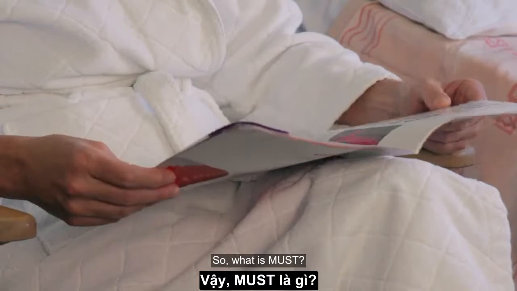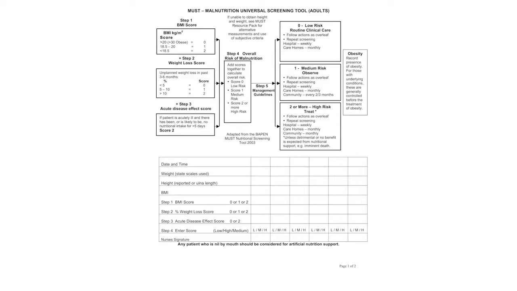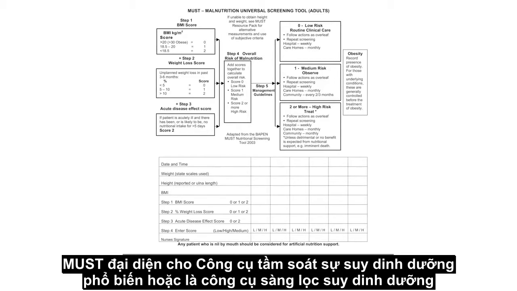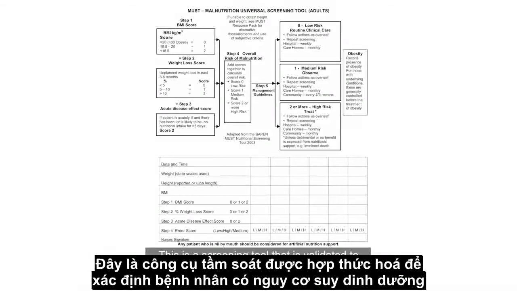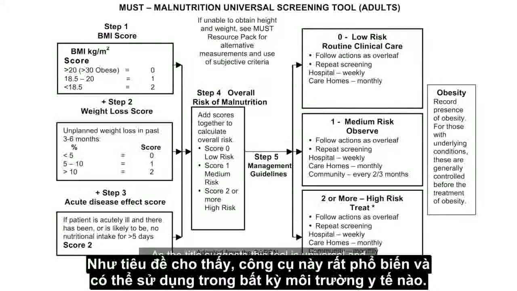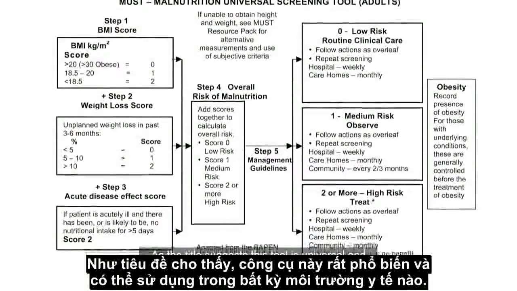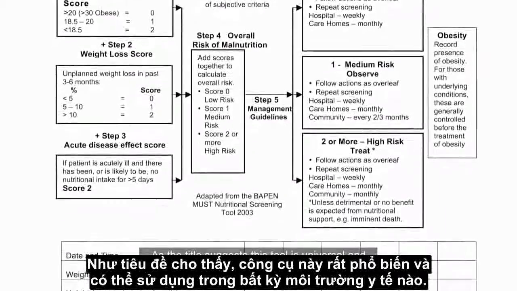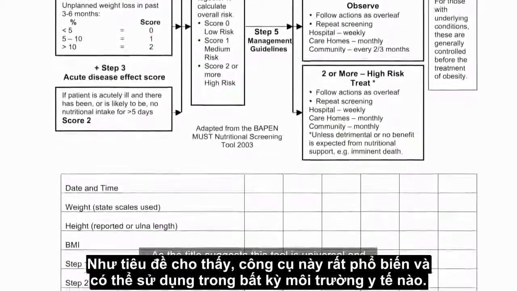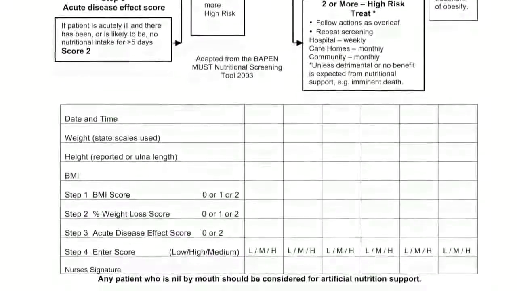So, what is MUST? MUST stands for Malnutrition Universal Screening Tool. This is a screening tool that is validated to identify patients that are at risk of malnutrition. As the title suggests, the tool is universal and can be used across any healthcare environment.